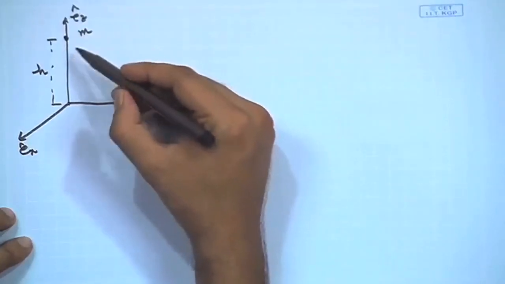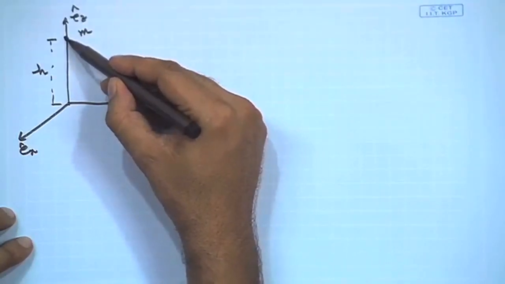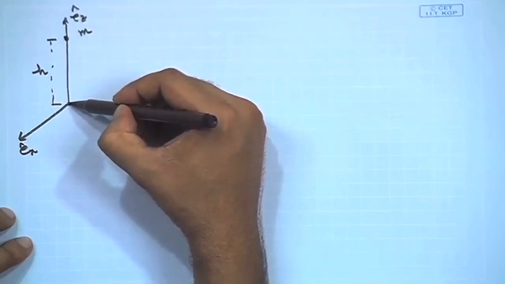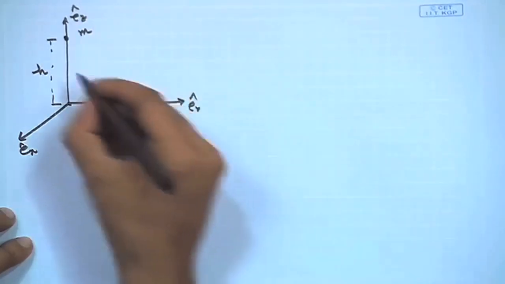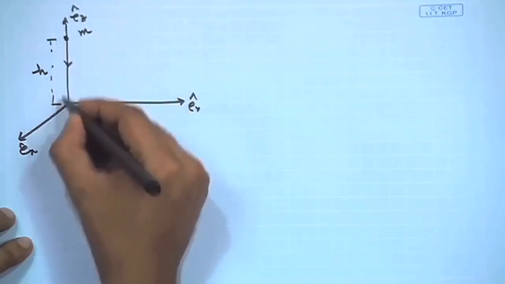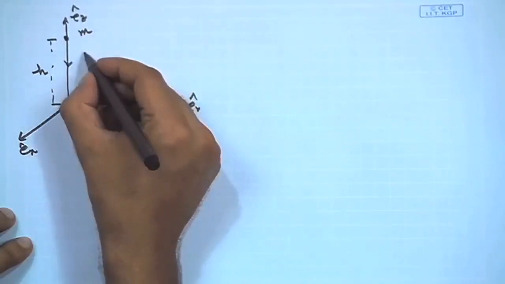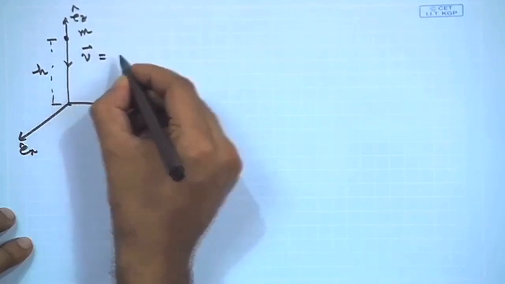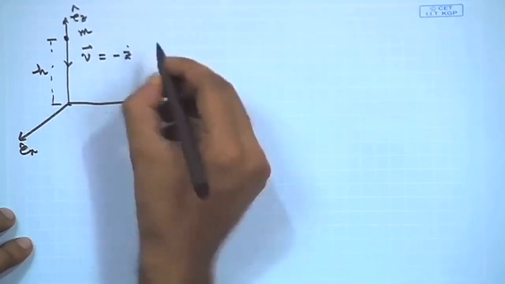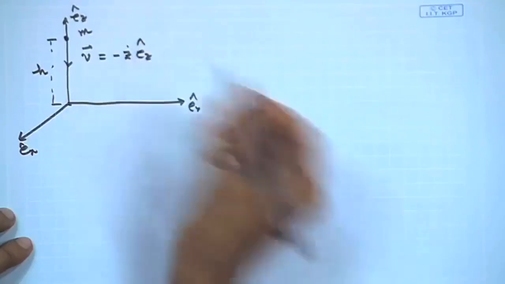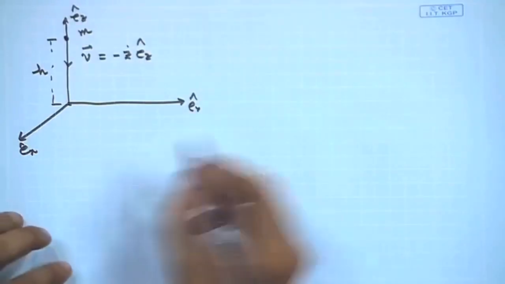So, ideally, in an ideal case, if it starts exactly on the z axis, then it should fall at the origin. So, we want to see which direction and by what amount this particle will deviate due to the Coriolis force. Now, as the particle is falling straight, we can write the velocity v as minus z dot Ez cap. So, this is the form of the velocity.